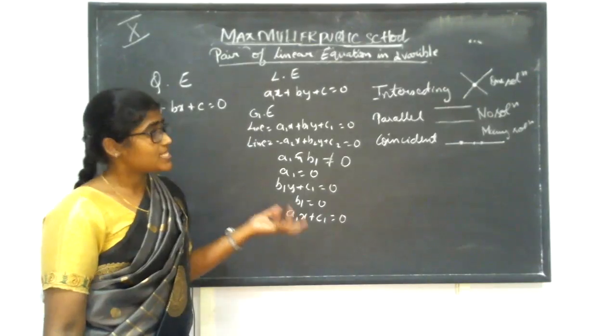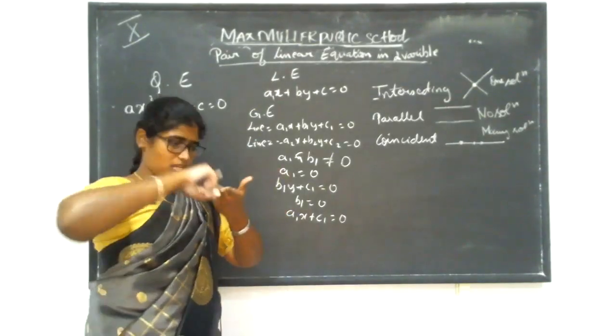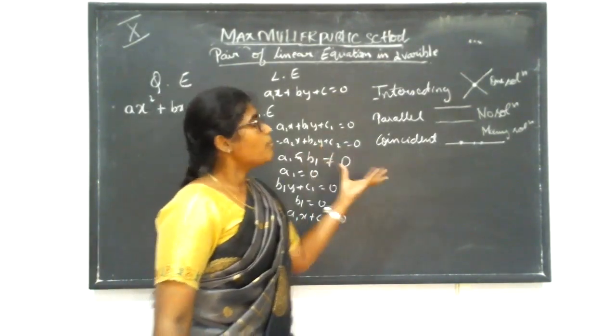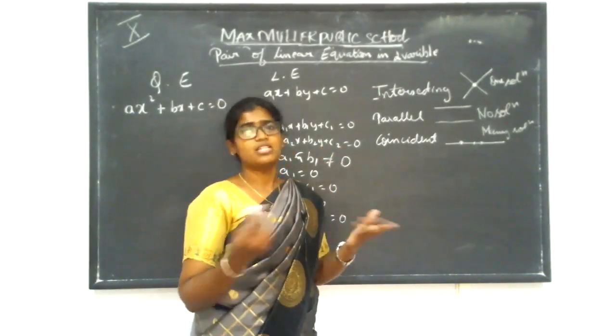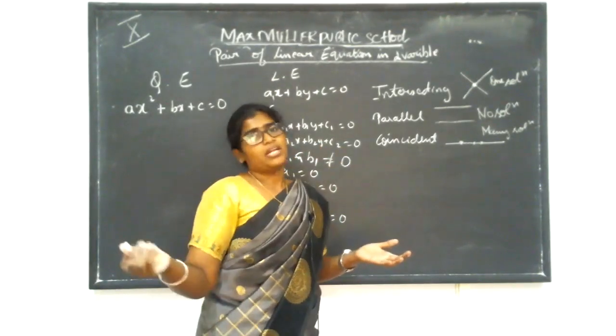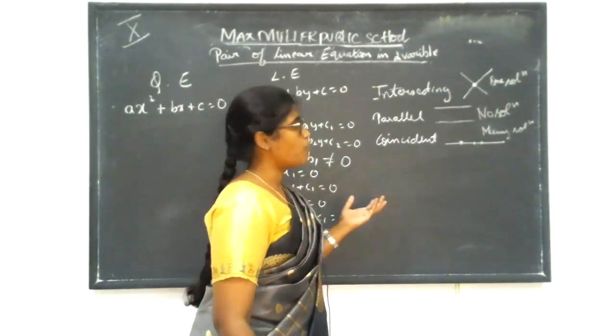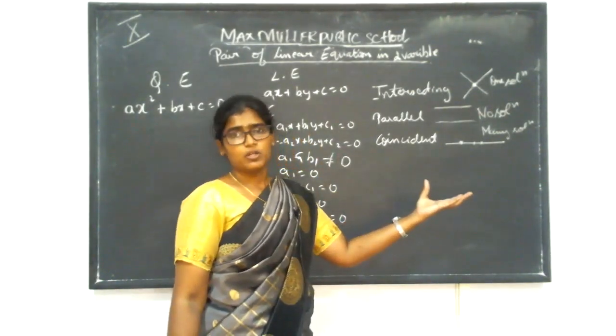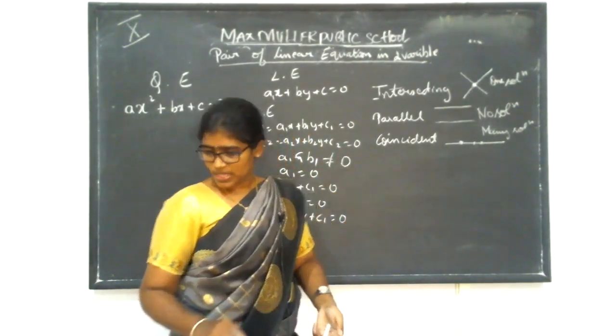Then you have coincident lines. Coincident lines means the lines are going to merge with each other. If they merge with each other, they will be having many solutions. Each and every point is an answer for the graph whatever you draw. So it has many solutions. You are going to say it as many solutions. Clear? So let us start with the exercise.